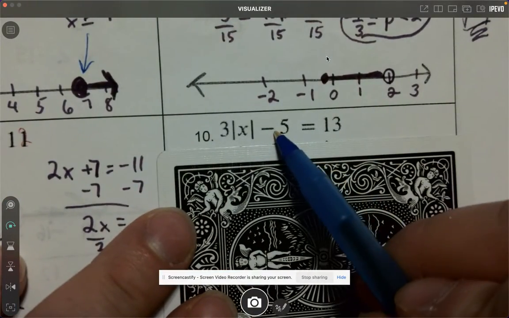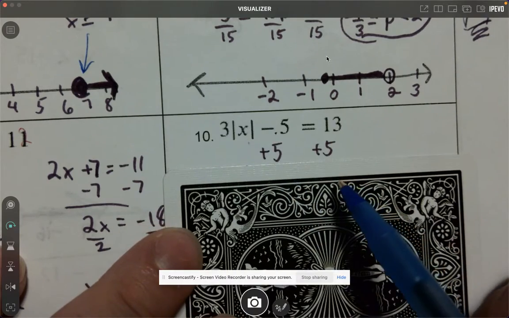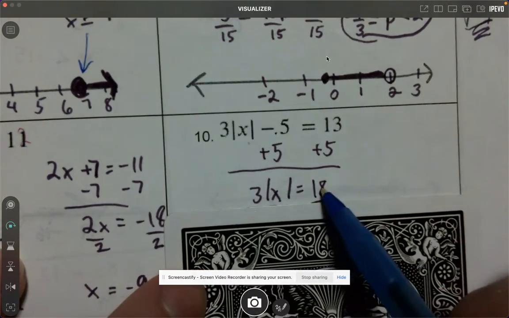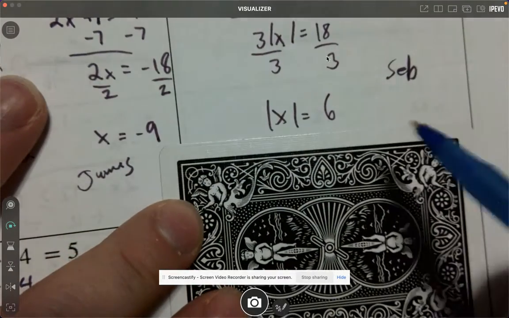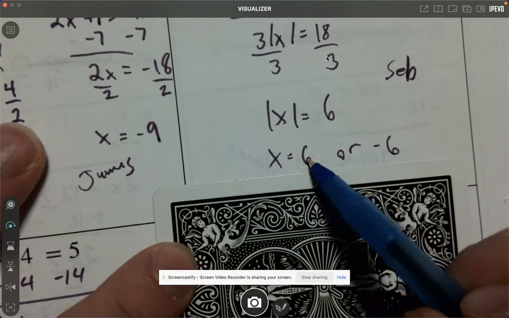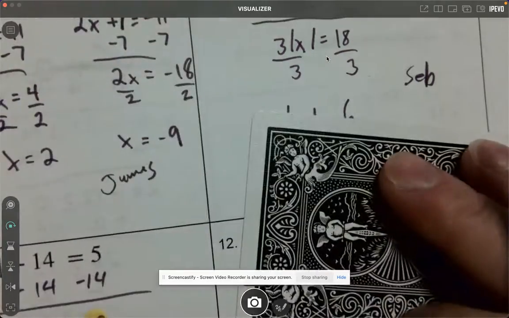He knew that the first thing to do was add 5, because you've got to get that stuff alone. Divide by 3. It equals 6. So there's two possible solutions to this. It could either be 6 or negative 6.